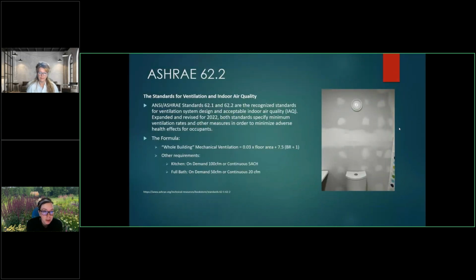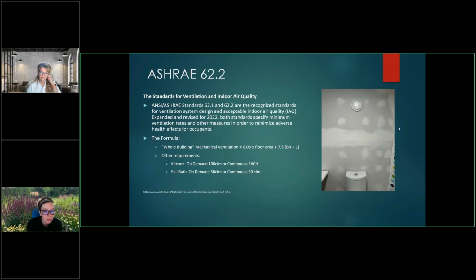ASHRAE 62.2, we put this on here because if you're new to ventilation or ventilation standards, this is a great place to start. This is a minimum ventilation standard. So this is the minimum for what we would want to be starting with for our clients, depending on their comfort level or their health outcomes or how tight their structure is towards passive house, etc. You may need to modify this ventilation, but this is the minimum amount we want to have.